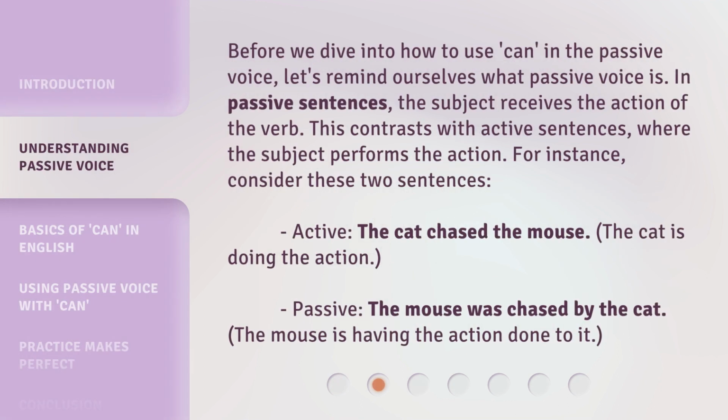Before we dive into how to use can in the passive voice, let's remind ourselves what passive voice is. In passive sentences, the subject receives the action of the verb. This contrasts with active sentences, where the subject performs the action. For instance, consider these two sentences. Active: the cat chased the mouse. The cat is doing the action. Passive: the mouse was chased by the cat. The mouse is having the action done to it.